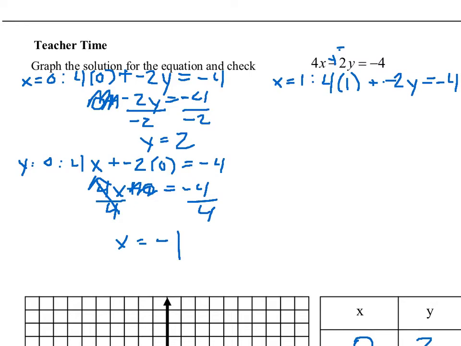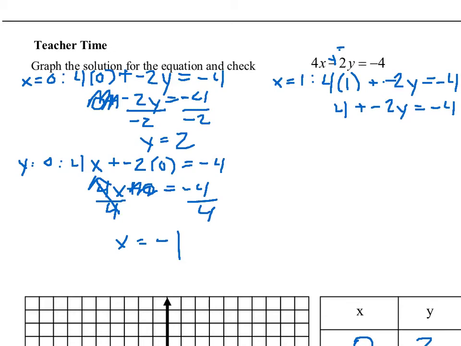4 times 1 is 4, plus negative 2y is equal to negative 4. Uh-oh, this one's a little bit more difficult. What do I need to do to solve this equation? This is why we've been doing a lot of equation solving practice recently on our do nows and our homeworks. Katie?